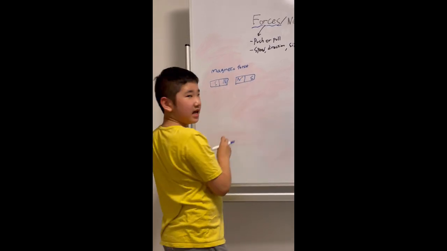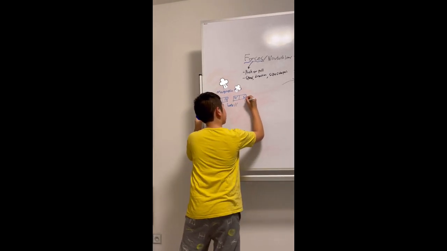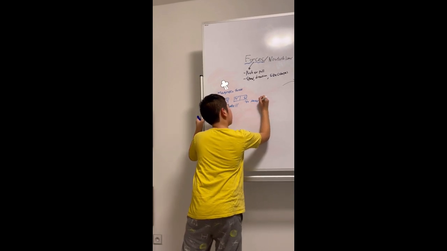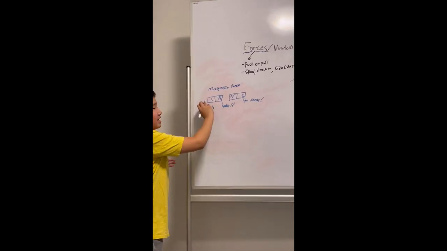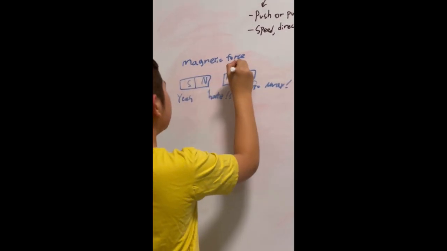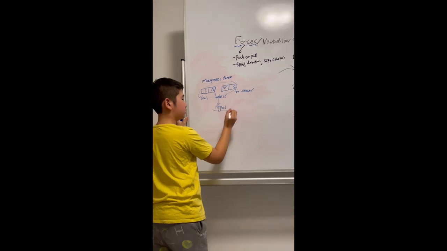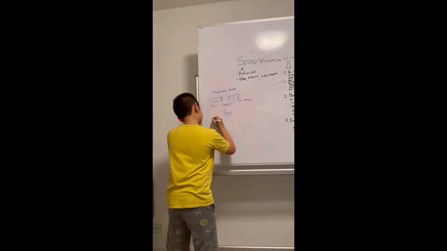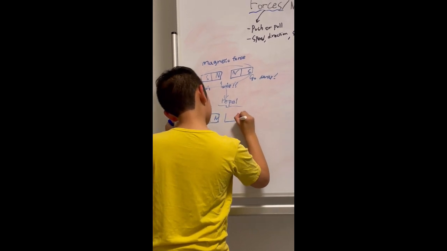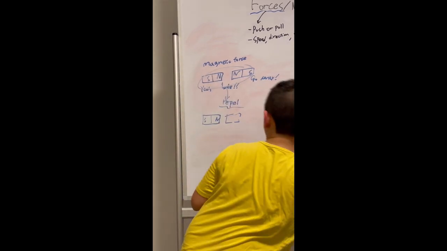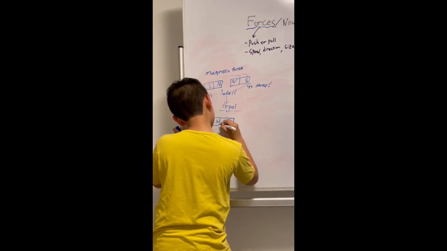They hate each other. They're like saying, go away. N, N, S, S. They hate each other. Repel. And if there's another piece of magnet that says S here and here, this time, oh wait, we should stick them together, because here they finally meet their pairs.